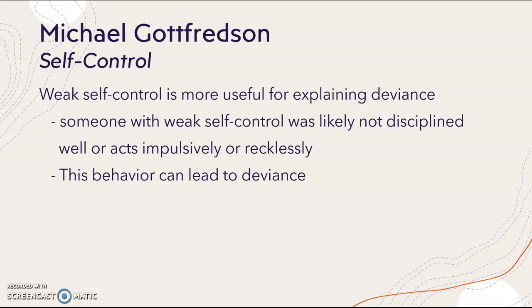Michael Gottfredson and Hirschi believe that weak self-control is more useful for explaining deviance. If someone has weak self-control, they are more likely to behave impulsively or recklessly. They are also not well disciplined. This can lead to deviant behaviors.